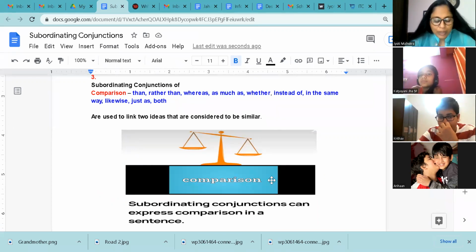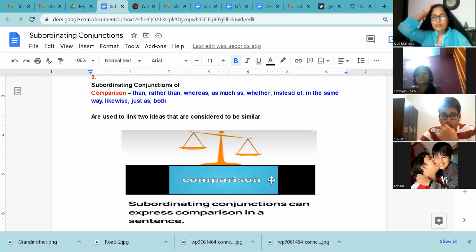Children, are you following what you are learning or not? Yes, we are following. Pritha will read. Okay, Pritha, read. Louder, louder. Comparison conjunctions are used to link two ideas that are considered to be similar. Subordinating conjunctions can express comparison in a sentence.